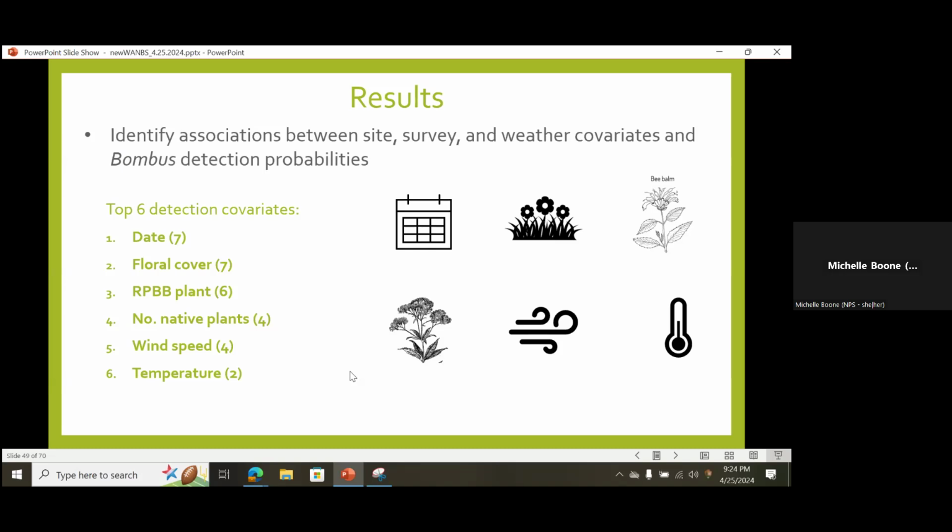But wind was one that I just wasn't expecting, because prior to that I had sampled more in the Twin Cities area, but especially out in western Minnesota, which is historic prairie and very windy, wind speed had a really big impact on what was detectable.